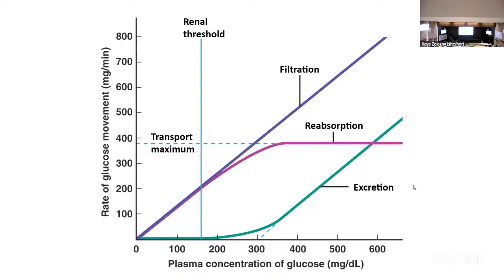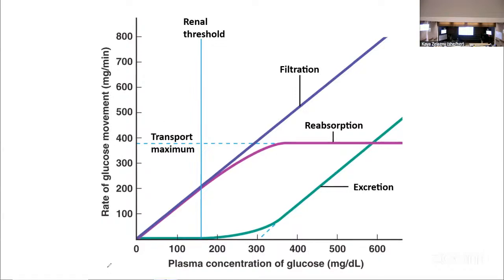So here is a diagram combining some of these concepts. We're going to take a look at what's going on here. What we're looking at is what happens as our blood concentration of glucose goes up. Here is our plasma concentration of glucose, so that is how much glucose is in your bloodstream. And on our y-axis, we see the rate of glucose movement, so how fast is glucose moving? And for moving, most of what we're interested in is going to be this reabsorption part.